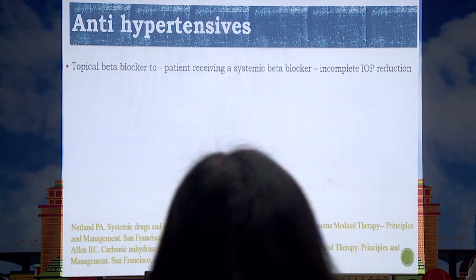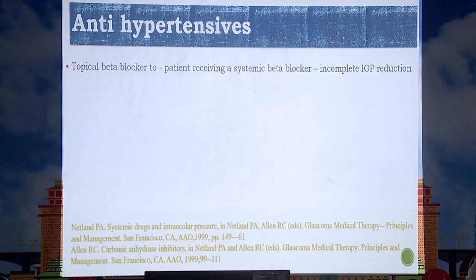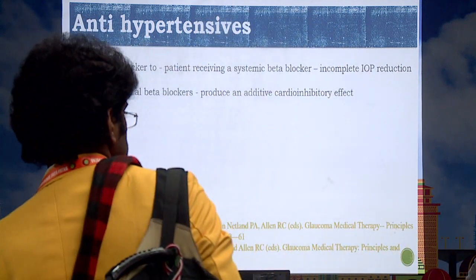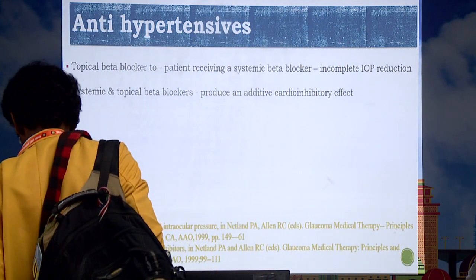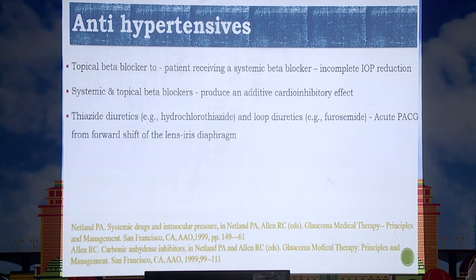Now, if we talk about various antihypertensives, beta blockers, we know that if a topical beta blocker is added to a systemic beta blocker, they lead to incomplete reduction of intraocular pressure. Moreover, systemic and topical beta blockers produce an additive cardio-inhibitory effect. If the patient is a cardiac patient, we need to be careful.